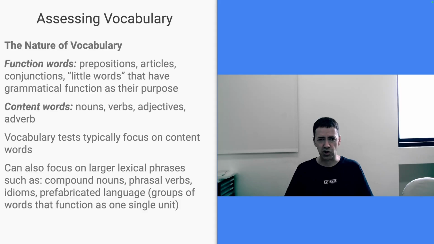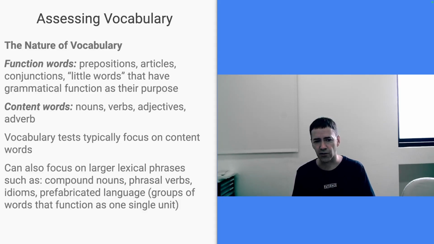Okay, 2 other terms that you should be aware of are function words and content words. In pronunciation classes, we focus on these because function words are usually unstressed and content words are usually stressed. Okay, so function words are those little words like prepositions, articles, conjunctions. Mostly they're just for grammatical meaning, grammatical function. They put the sentences together. Content words are nouns, verbs, adjectives, and adverbs. Vocabulary tests will typically focus on content words, right? Grammar tests will typically include function words as well.